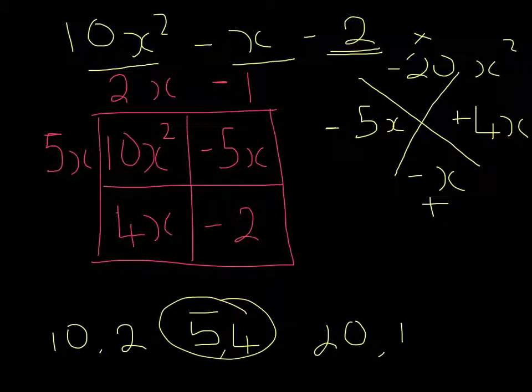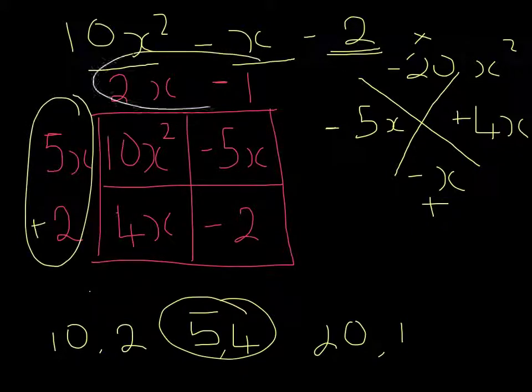So now I've got 2x. What am I going to multiply 2x by to give me 4x? Well, I think that might be 2. And if we've done everything nicely, 2 times minus 1 should give us minus 2, and it does. So our factors of our expression 10x squared minus x minus 2 are going to be 5x plus 2 and 2x minus 1.